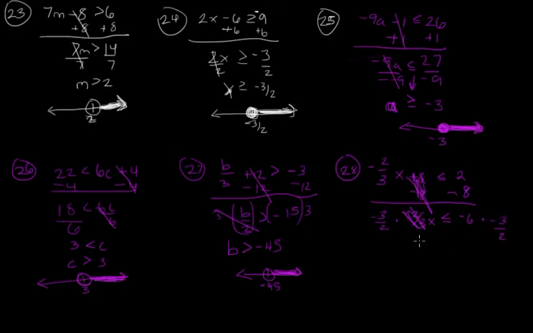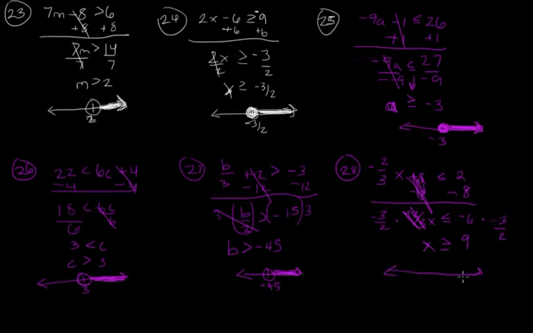And since you multiply both sides by a negative, I know you just flip the inequality sign, right? So x is going to be greater than or equal to -6 times -3 over 2. That's a positive 9 because -6 times -3 is 18. 18 divided by 2 is 9.